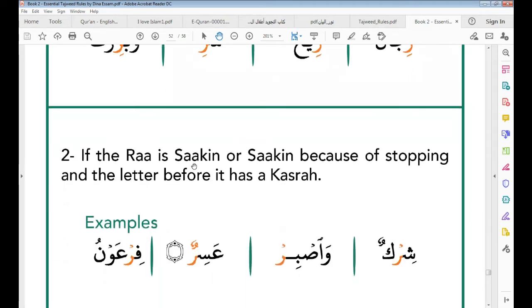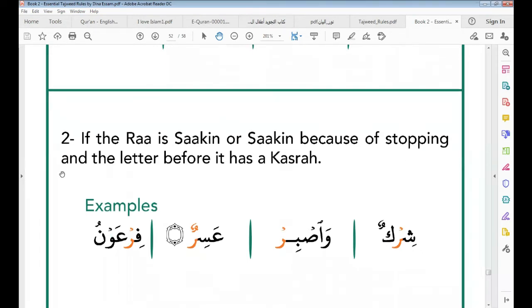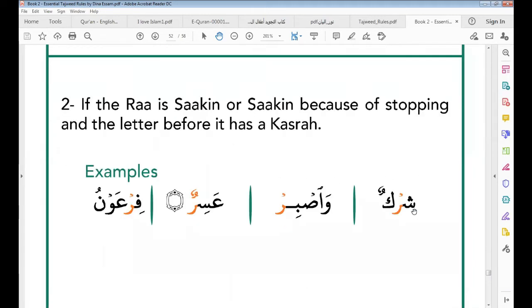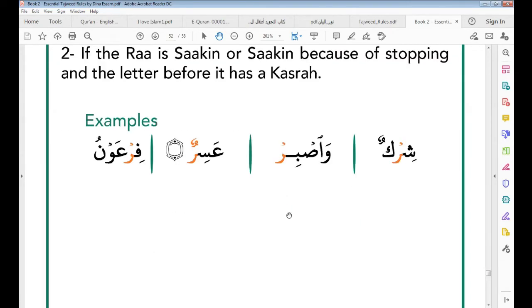If the ra is sakin, or sakin because of stopping, it has an original sukun or we stop on it. In both cases, if the letter before has kasra, we have to say it light. Like what? Shirk, shirk. So shin has kasra and ra sakina, so we have to say it in a light way. Shirk. Wasbir, wasbir, usr, usr, fir'awn.